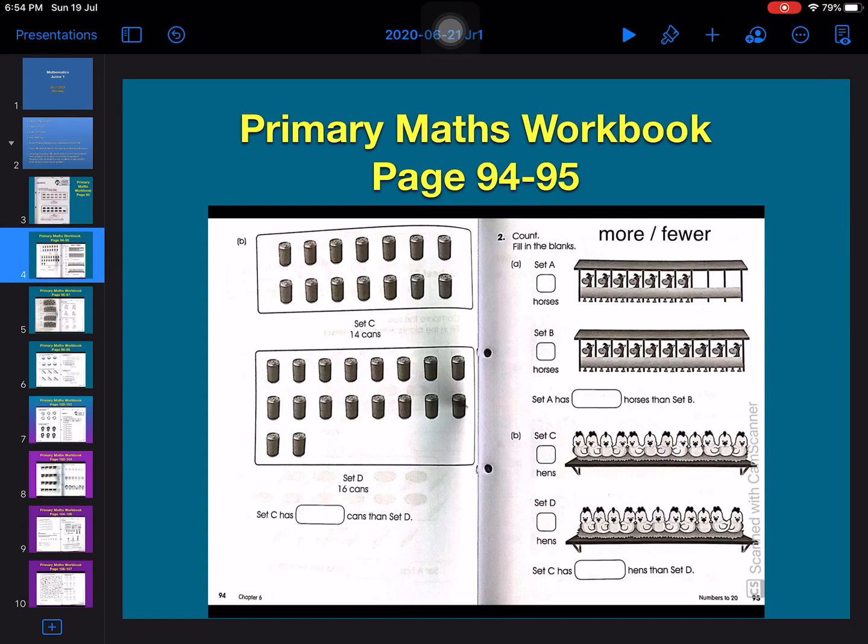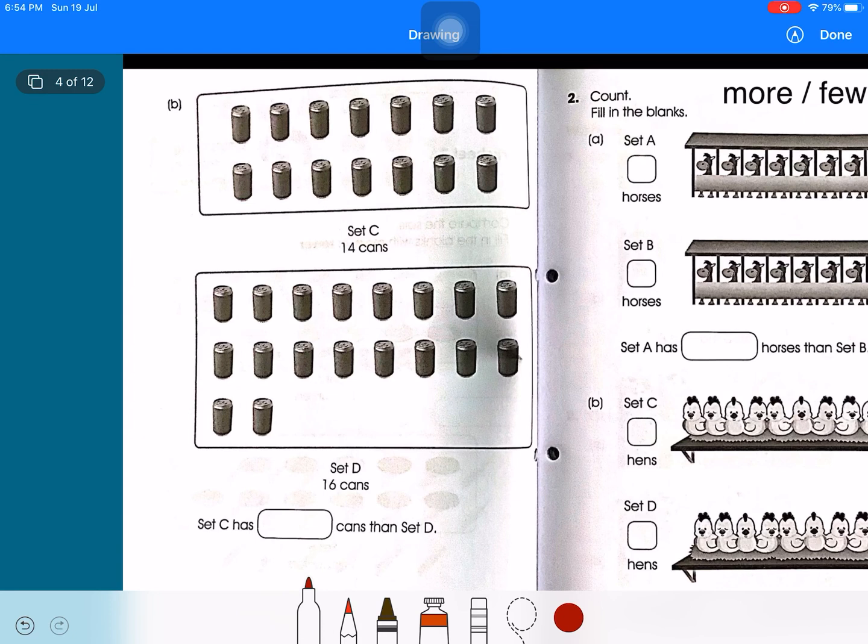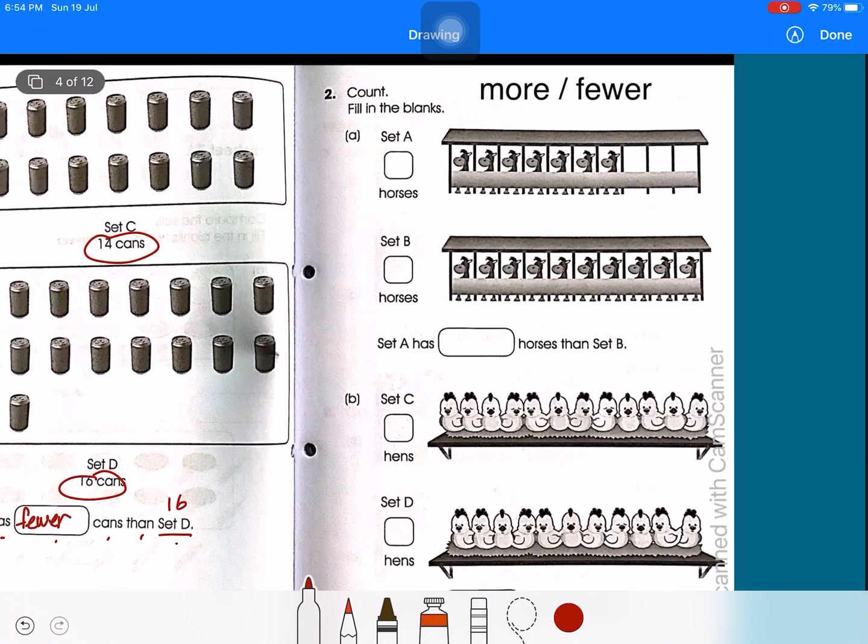Next page is page 94. The similar exercise: write down more or fewer. More means a lot, fewer is less. Now it's exercise B. Set C has 14 cans and set D has 16 cans. Now we are comparing set C to set D. Set C has what cans than set D? Set C has 14 cans and set D has 16 cans. That means set C has fewer. Set C has fewer cans than set D.